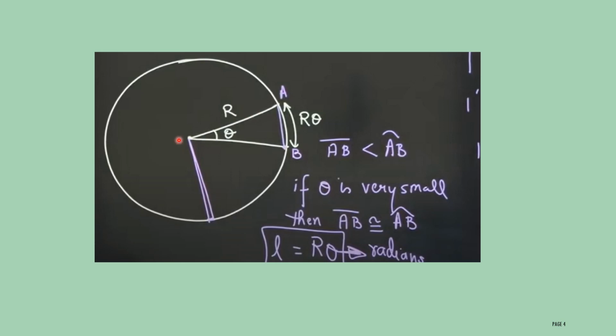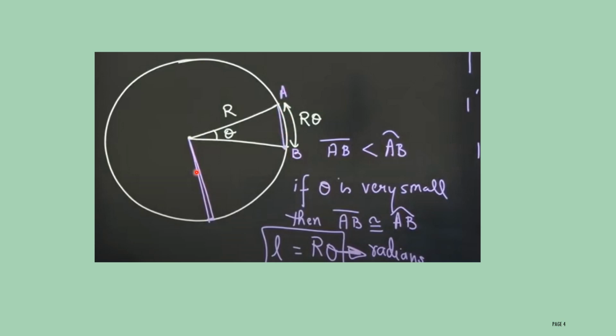Here these two lines make an angle theta. The distance between O and A is nothing but the radius of the circle. This part we will call an arc of a circle. Then join these two points and you will get a chord AB. In this case, the length of the arc is given by r into theta. Here the length of the chord is less than the length of the arc.